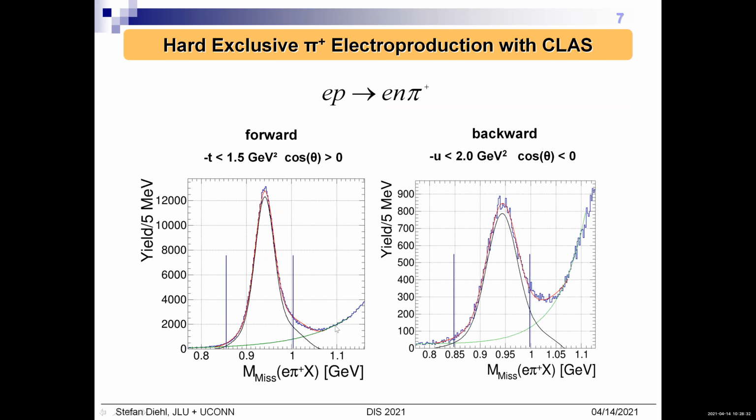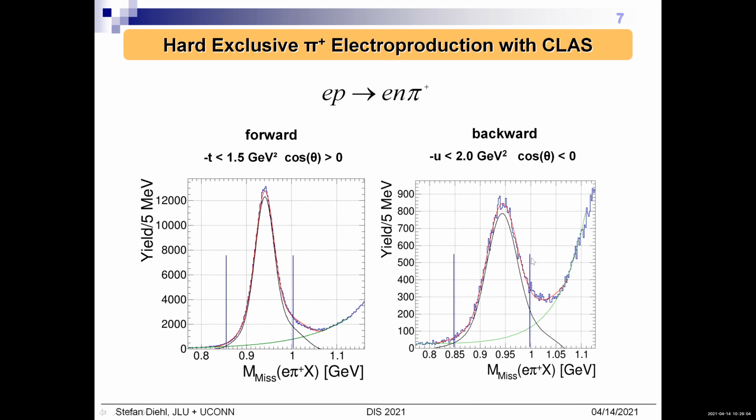And since with CLAS, we only detected the electron and the pi plus, we had to use the missing neutron peak in the e pi plus X missing mass to select exclusive events. And here we can see this missing neutron peak in e pi plus X. One time for the forward direction, which is defined as minus t less than 1.5 GeV square and cosine theta larger than 0 on the left. And on the right for the backward direction, which was defined as minus u less than 2 GeV square and cosine theta less than 0.